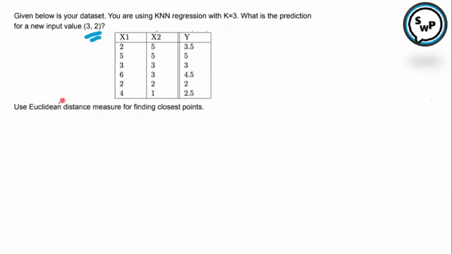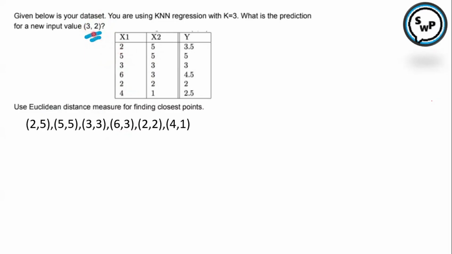Now we have to find the distance between this (3, 2) and each point given in this table. So what are the points? That is (2, 5), (5, 5), (3, 3), and in this way (6, 3), (2, 2) and (4, 1). So now we have to find the distance between (3, 2) and each point.